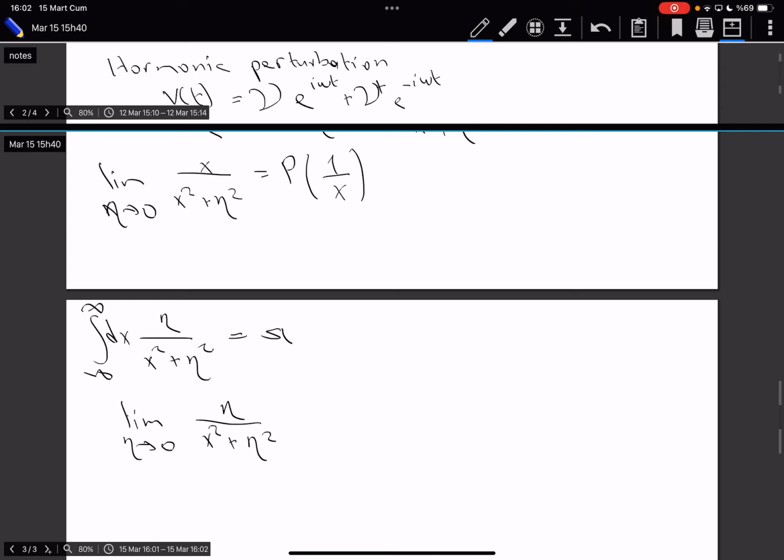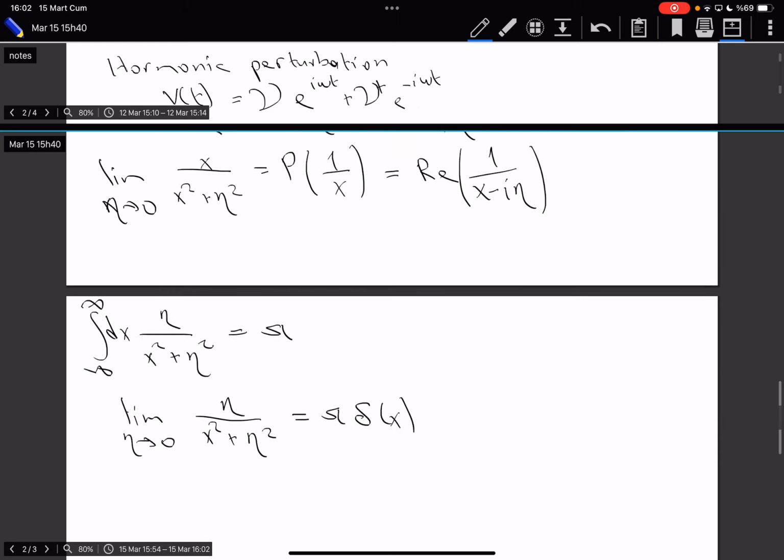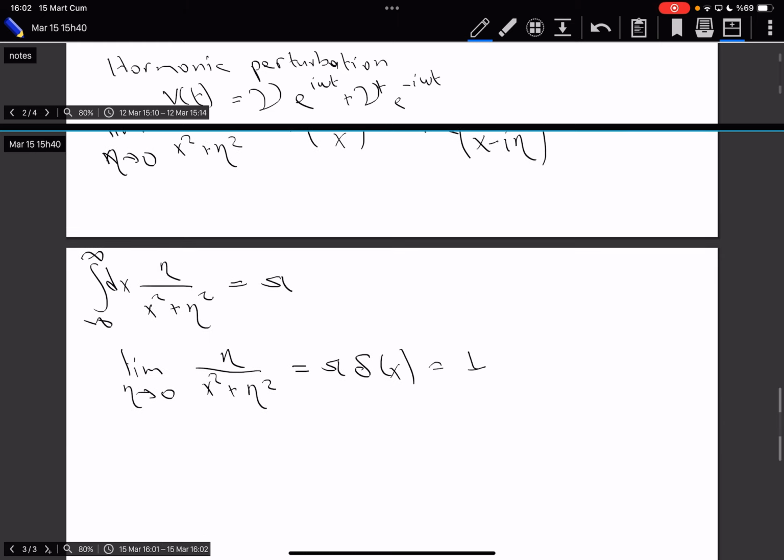In fact, that is what tells us that this is pi times the Dirac delta of x. But this is, if you like, the real part of 1 over x minus i eta, and this is just the imaginary part of 1 over x minus i eta. So this identity we will be using quite often.